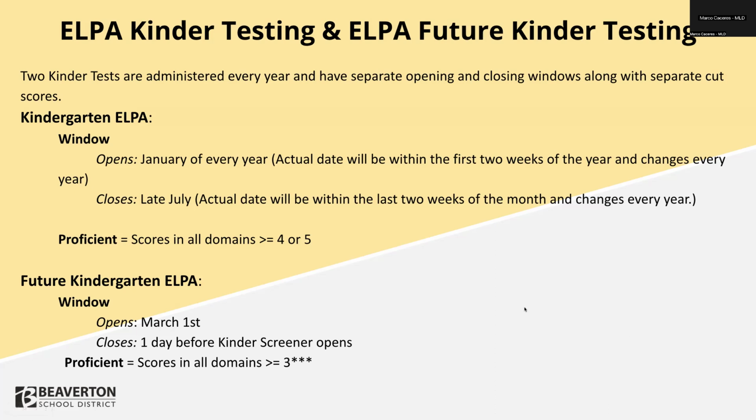And those are the ones that are scored normally during the summer, and those are very familiar to all of you. Those are the ones that have proficiencies of the 3-2-3-3 that happened last year. ODE has just sent out an update, I believe 2-3 weeks ago, that they fixed the cut scores. So now all proficiency levels will be at 3 for the future kindergarten screener. And that opens in March and closes a day after or before the kindergarten screener.